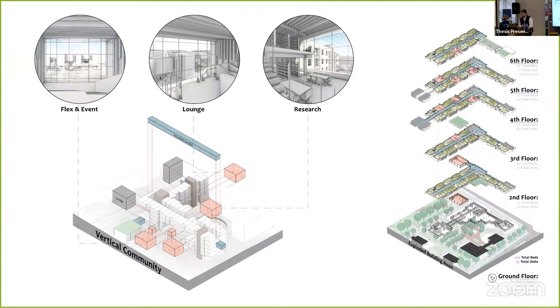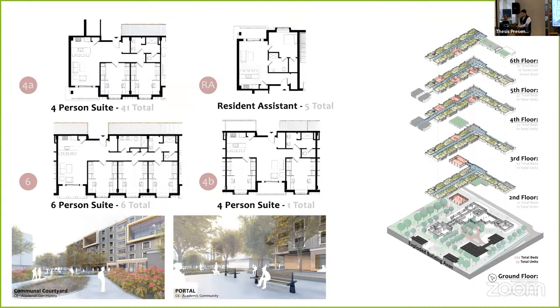And this vertical community are the collaborative environments. These environments can be flexible spaces and hold larger lecture series. They can be lounges, or they can be more of a library setting for research as well. And the activated corridor could be used as a linear gallery within the livable units as well. So each unit has its own kitchen, its own living room, and there are 6-person suites as well as 4-person suites and a resident assistant, most likely a graduate level mentor that can facilitate and help with just overall campus or be more specific in helping with academic issues.